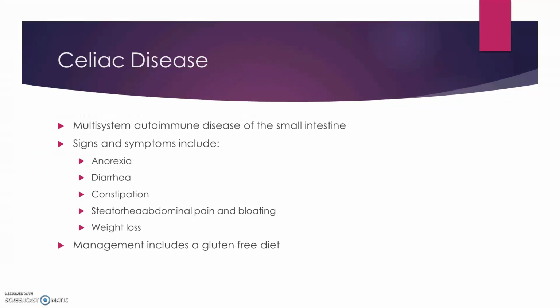Celiac disease, your book doesn't have a ton about celiac disease, but basically this is a multi-system autoimmune disease of the small intestine. Some of the signs and symptoms that you might see would be anorexia, diarrhea, constipation, fatty stools, bloating, and some weight loss. The mainstay for this is to remove gluten from their diet. Gluten is part of that wheat. So we are getting better as a society at having gluten-free foods, and you're going to see that more in your supermarkets.